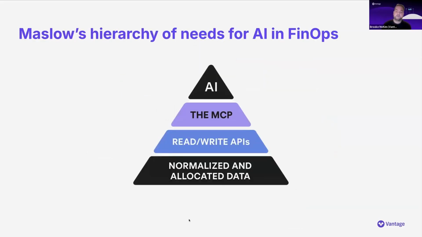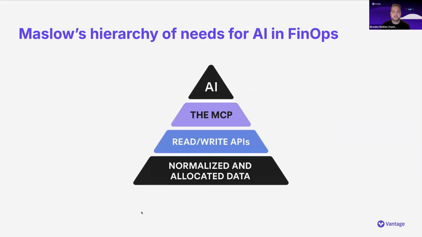So when you have it, whether you're building your own FinOps tooling or you're using a provider, there is what we call the Maslow's hierarchy of needs for AI and FinOps. And it starts with the normalized and allocated data, which I'm sure everyone on the call is familiar with. But then you have the layers above that are required in order to then unlock that agentic workflow.